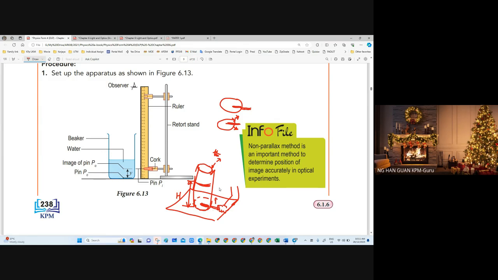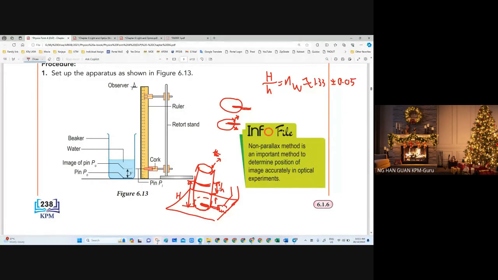Not only perpendicular upwards, you have to be slightly left, slightly right to see whether it still aligns or not. If it aligns, then this position you mark there. After that, you measure, and there will be the pattern depth. When you use the actual depth over the apparent depth, it will be equal to the refractive index of water. So the answer will be almost equal to 1.33. If you get the result plus or minus 0.05, I think it's still acceptable.